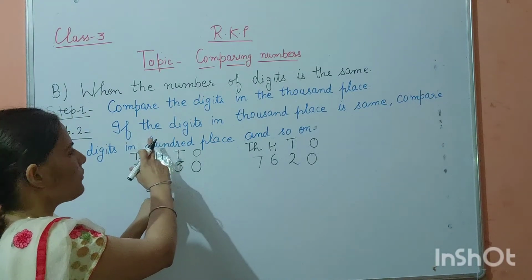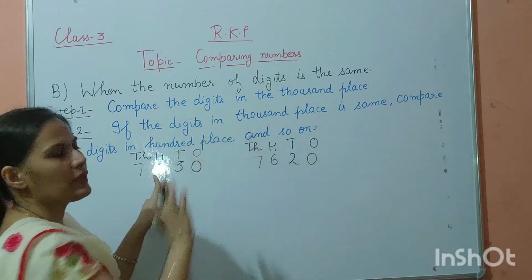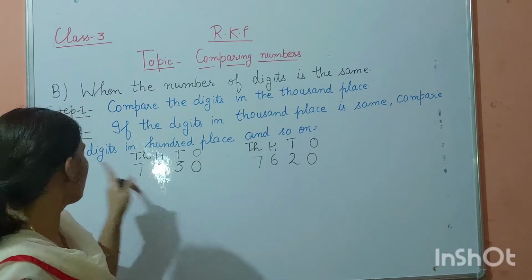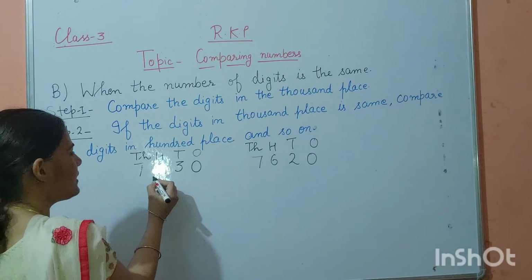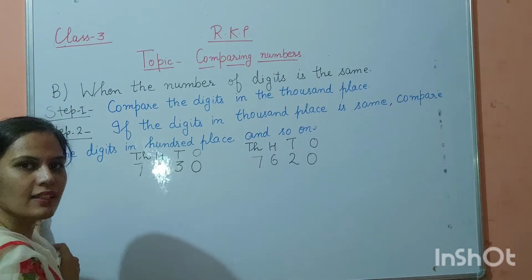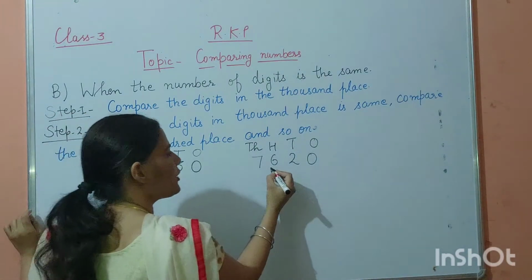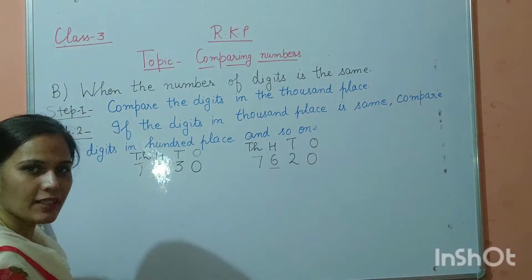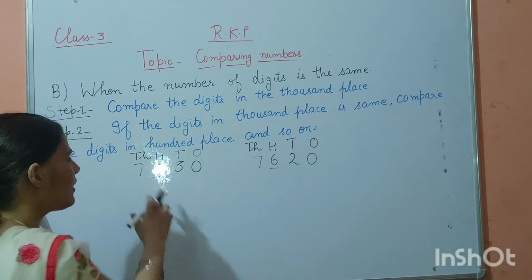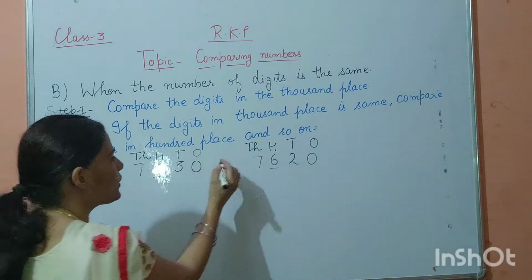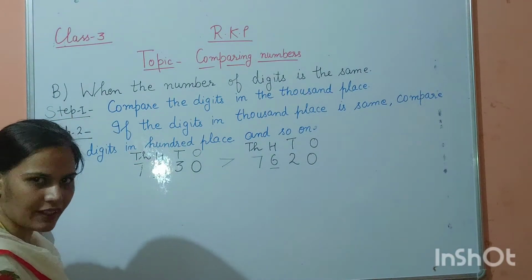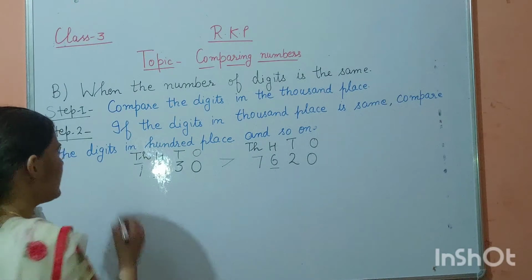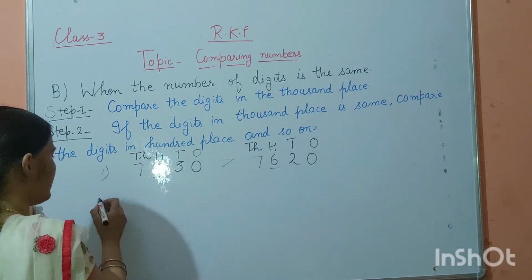Then if the digits in the thousand place are the same, then compare the digits in the hundred place. At the hundred place the number is 8 and at the hundred place the other number is 6. Means which is greater? This is greater, so put the sign here. This is the greater than sign. Okay. Now let's take another example.